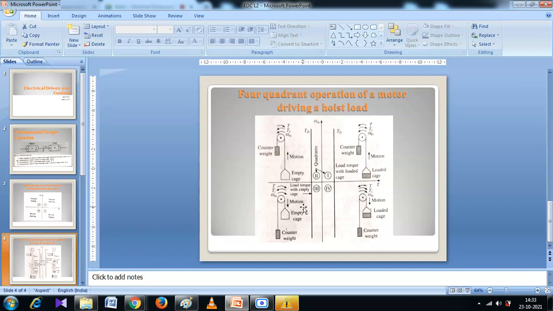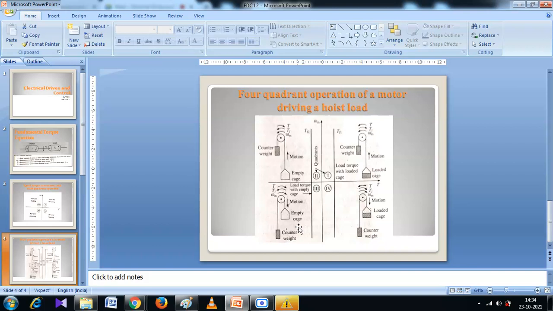Then we go to the next case. Suppose we have an empty cage at the high level and the counterweight at the low level, but we have to make the motion of the empty cage downward. That means we have to bring the empty cage from high level to low level. So what do we do at that time? What should we do?